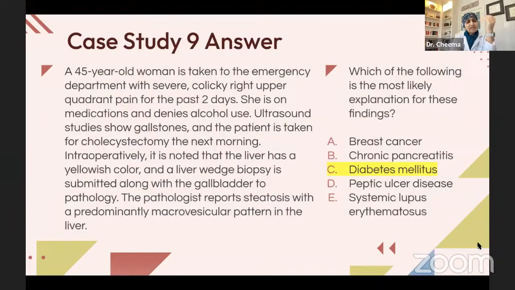And the cases may be picked up incidentally, as in this case, or during liver biopsy performed in a patient for other reasons. For example, an asymptomatic patient with a 2 to 3 fold increase in AST or ALT level, right? And tamoxifen therapy for breast cancer is an unusual cause of fatty liver, and chronic pancreatitis does not cause fatty liver, although both can coexist in patients who have alcohol use disorder. And peptic ulcer disease does not cause a fatty liver, and glucocorticoid therapy in SLE is an unusual cause of fatty liver. So the answer is diabetes mellitus.